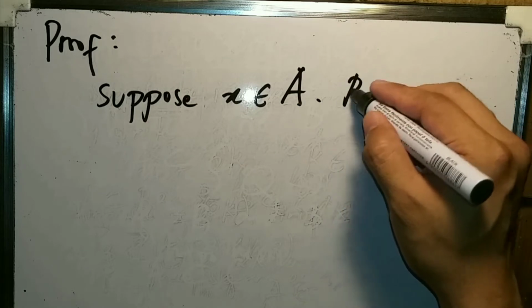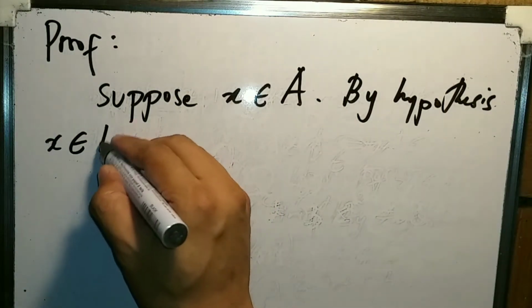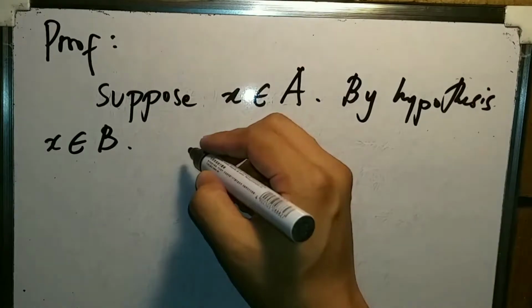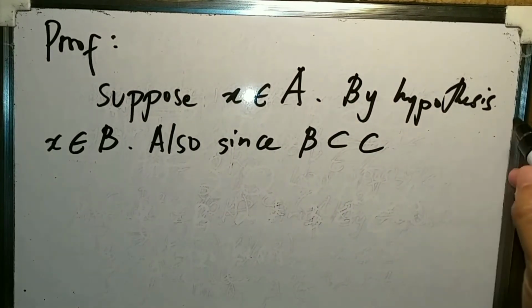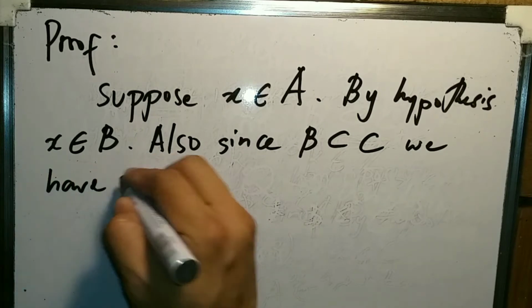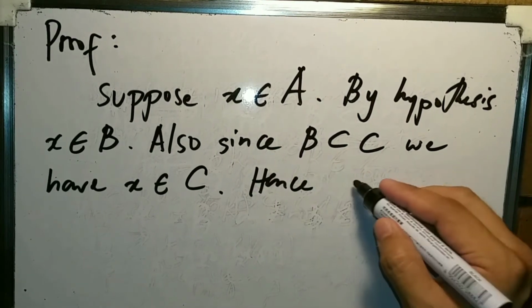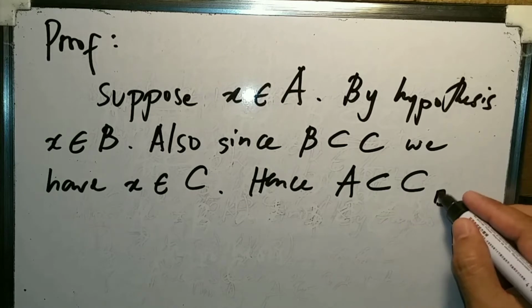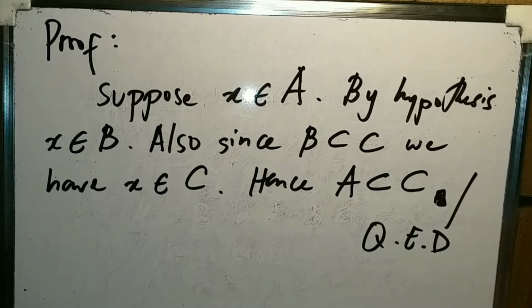Now, by hypothesis, we may say that X is an element of B since A is a subset of B. Now also, since B is a subset of C, we have X an element of C. So hence, we arrive at the conclusion A subset of C. So to end the proof, we may use this symbol or the acronym QED to end the proof of the theorem.